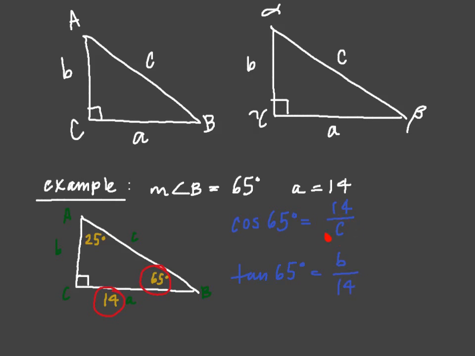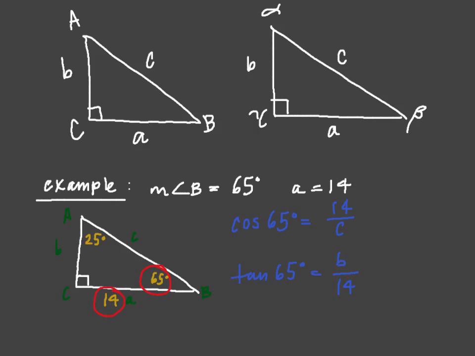When it comes time to solve for B and C, let's start with C. C is in the denominator, and you can't solve for something in the denominator, so you need to bring C over here and bring cosine over here. You're basically just switching the places of C and cosine of 65 degrees. For B it's a little bit easier. B is already on top. Right now, B is divided by 14, so we can just multiply both sides by 14.